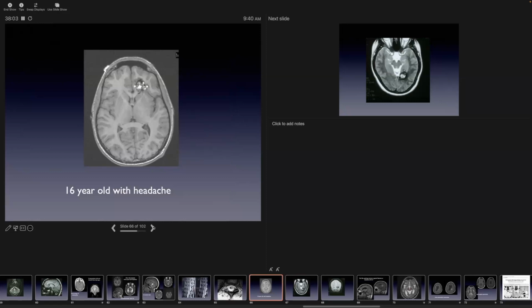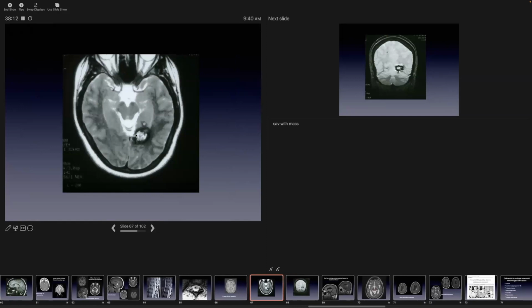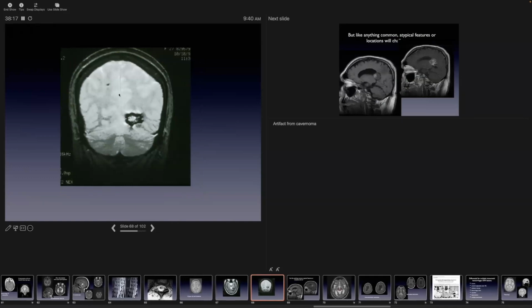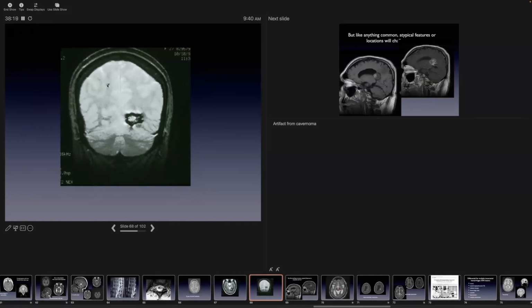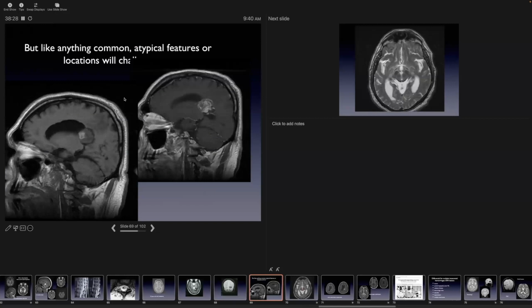And then this was a 16-year-old with headaches, and you can see this is kind of the classic appearance of a cavernoma, multiple areas of T1 shortening. Here's another one, dark hemosiderin ring. So I'm just showing you typical appearances. Here again, see this dark hemosiderin ring, and another area of susceptibility effect. And so as we expect, many of these patients with cavernomas will have more than one lesion. Now, this was sort of getting to my point that anything common, atypical features and locations will challenge you.